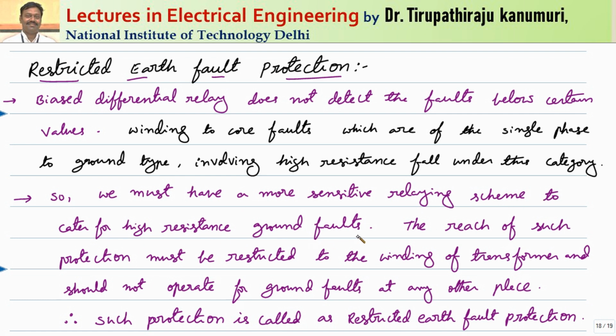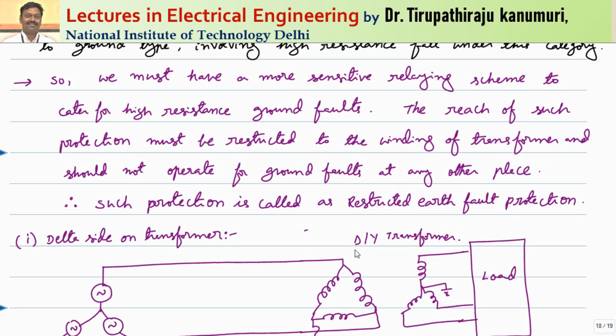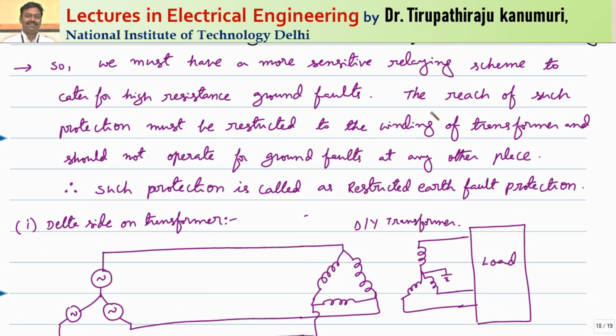And the second one, the reach of this particular type of protection should be limited only to the zone of the transformer. That means if a ground fault is happening at some other location in the transmission line, that should not be detected by this relay, whichever relay is used for this purpose. So that's why this relay is called the restricted earth fault relay. The name restricted comes because it will only operate for the ground faults happening in the protected zone.